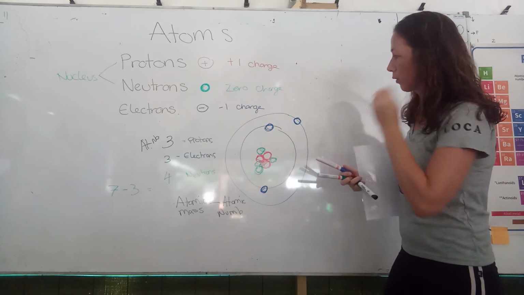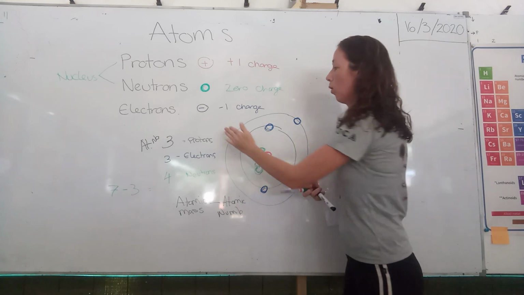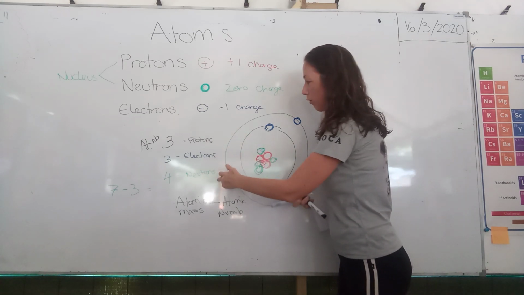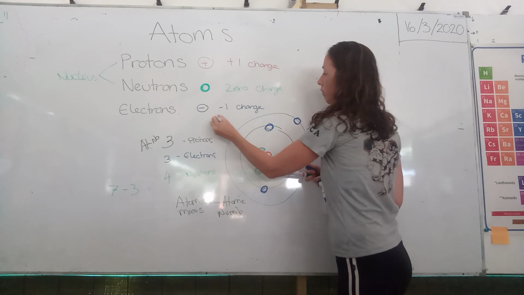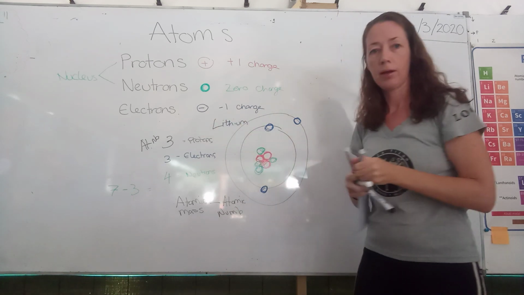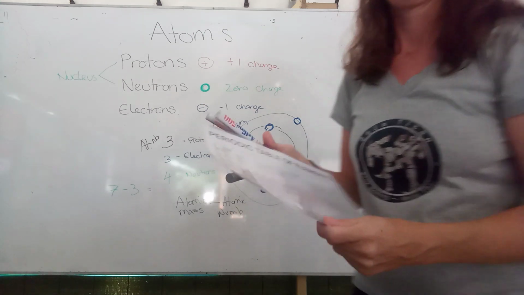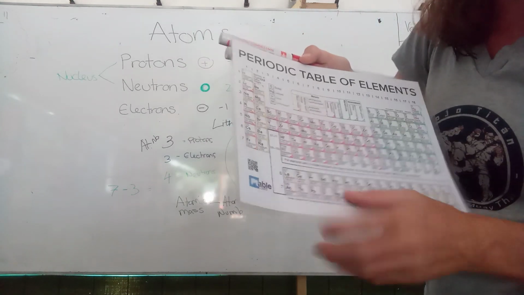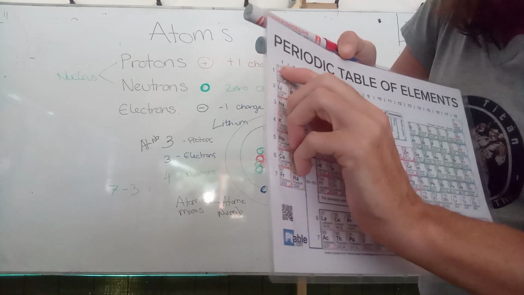So all I want you to be able to do is tell me how many protons, electrons, and neutrons each atom has. And this was lithium, guys. There you go. Super easy. If you want to know how many neutrons it's got, you take the bottom number and take away the top number, okay?